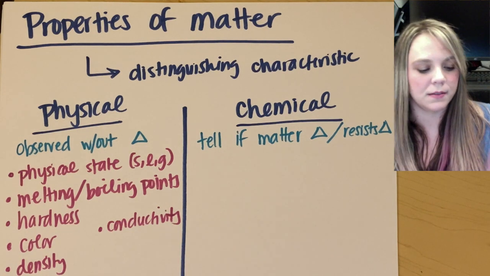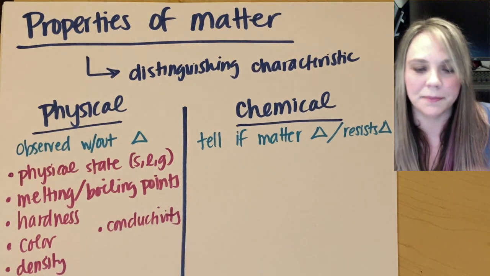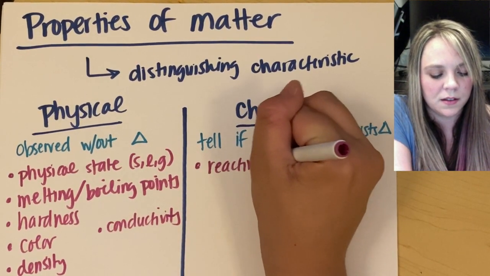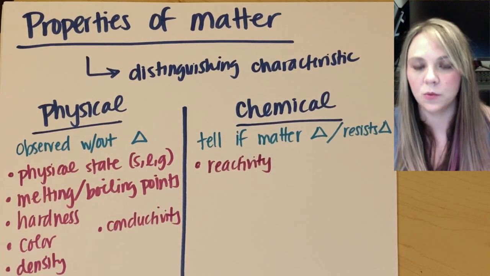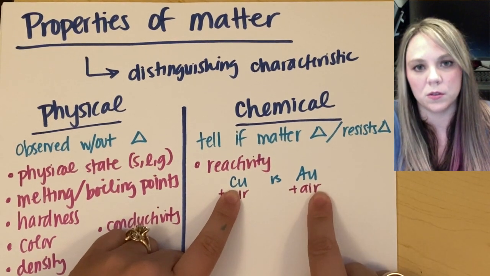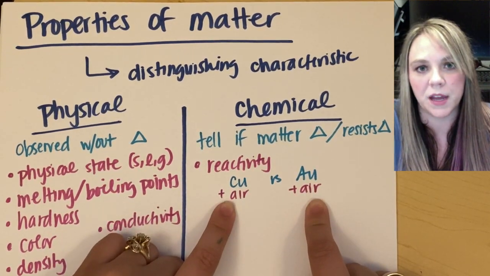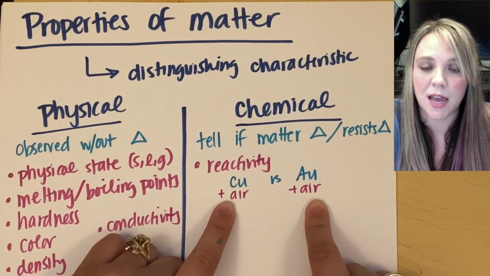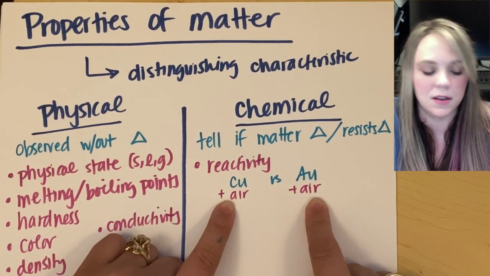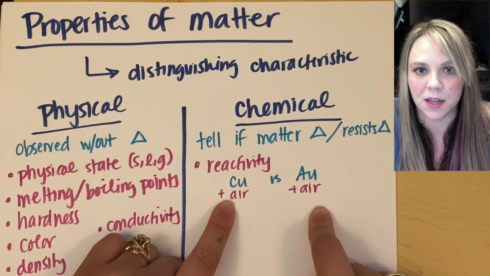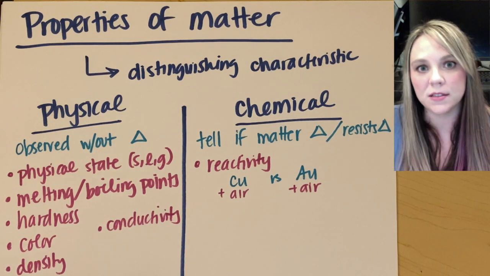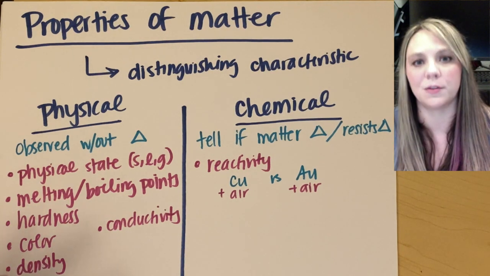All right, chemical properties. Chemical properties are going to be things like reactivity. Will it react with something? Will it not react with something? An actual example: if you have copper and gold and you expose them both to air, one of them is going to have a chemical property where it will react with the air. One of them is not going to react with the air. Copper will react with the air. It does rust, so some kind of reaction is happening.